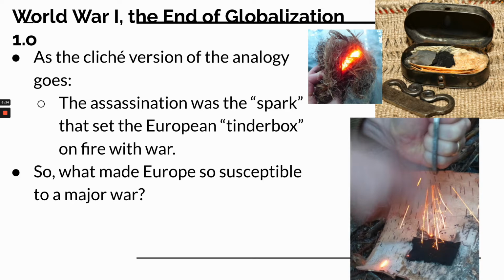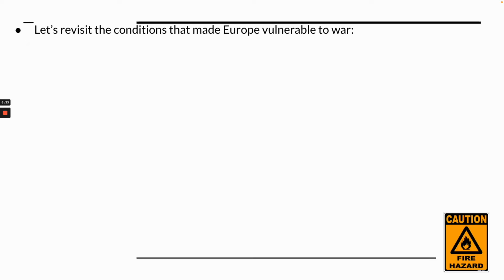So what was it that made Europe so combustible, so susceptible to suffering a major war? Okay, and this is where we're going to revisit some of those conditions that you saw in more detail. You'll see them in a bit less detail now. To recap, 1, imperial competition.